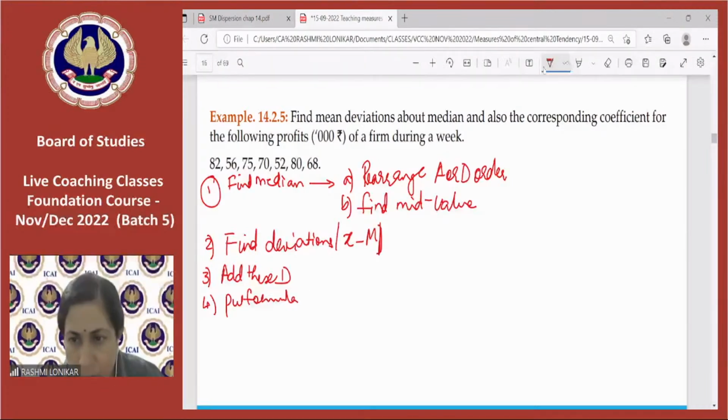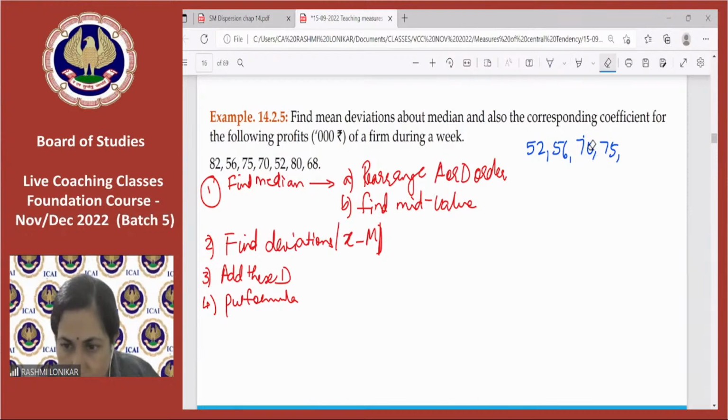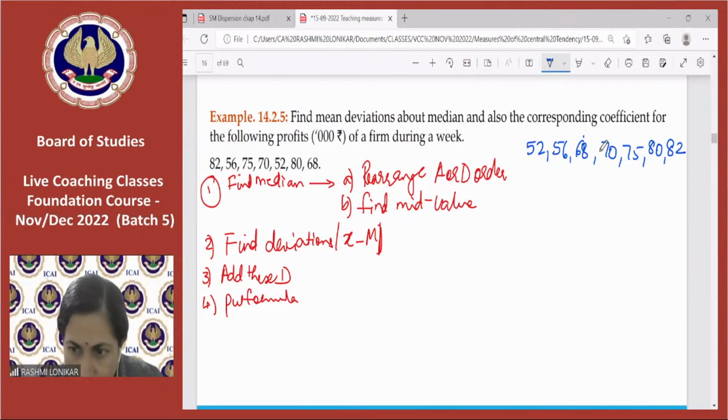Okay, so the first step is to rearrange them. I will first find the smallest number. The smallest number is 52. Then we have 56, 68, then 70, then 75, then 80, and then 82. How many numbers are there? 1, 2, 3, 4, 5, 6, 7.